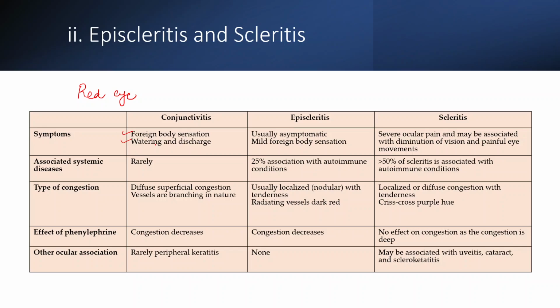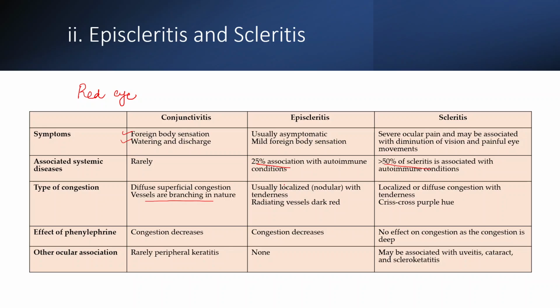What about associated systemic diseases? In conjunctivitis, we rarely have anything like that, whereas 25% of episcleritis patients and more than 50% of patients with scleritis can have associated autoimmune conditions. The type of congestion in conjunctivitis is usually just diffuse superficial congestion. The vessels are branching in nature.